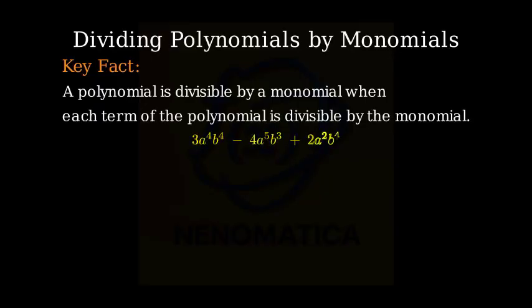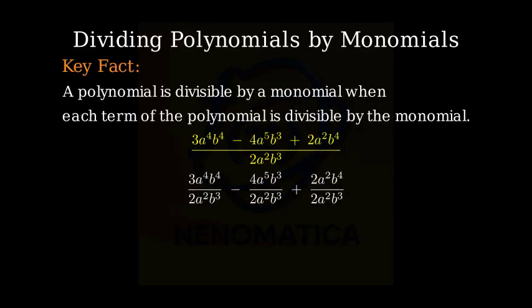We need to divide the polynomial 3a to the fourth power b to the fourth power minus 4a to the fifth power b cubed plus 2a squared b to the fourth power by the monomial 2a squared b cubed. The first step in our approach is to split this into separate fractions. We'll have 3a to the fourth b to the fourth over 2a squared b cubed minus 4a to the fifth b cubed over 2a squared b cubed plus 2a squared b to the fourth over 2a squared b cubed. Now, we need to simplify each fraction.